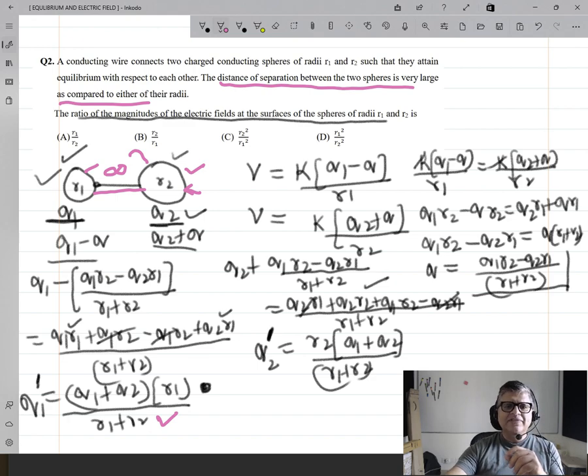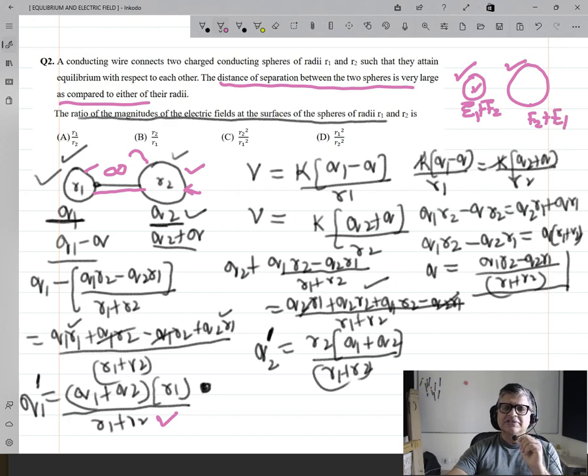Otherwise, normally if these were very close to each other, you would calculate one electric field due to this, then the second electric field will be due to this, and you will do a resultant. And similarly here, it has its own electric field and the electric field coming from the second one. But this is not the case. It says they are at very large distances.